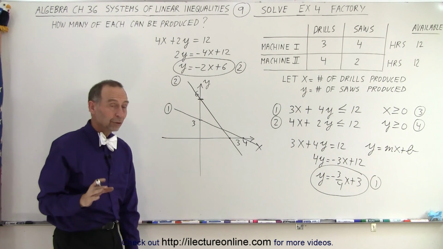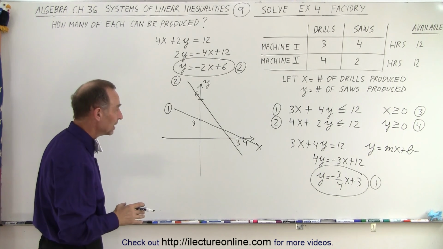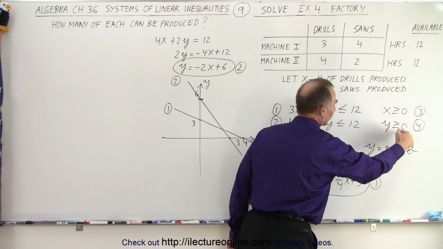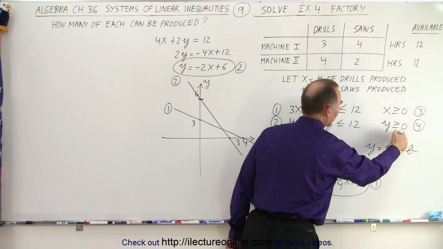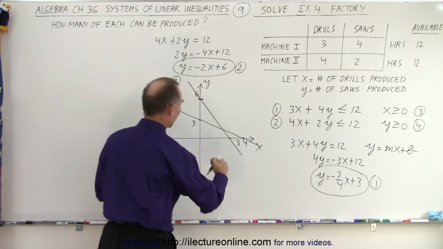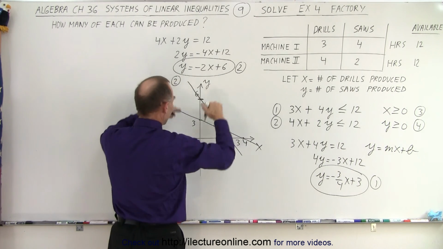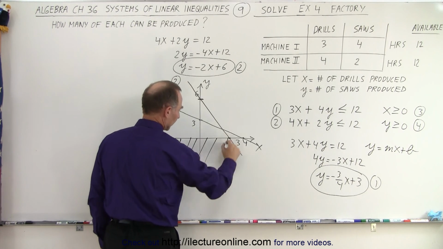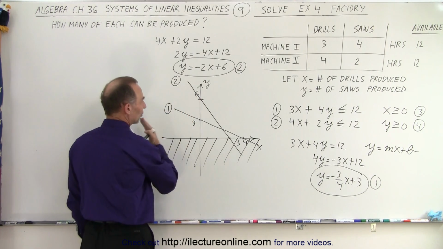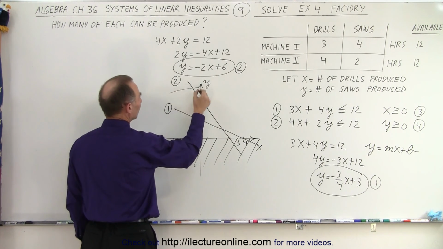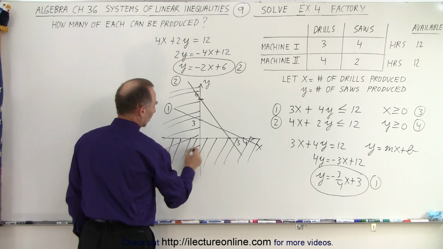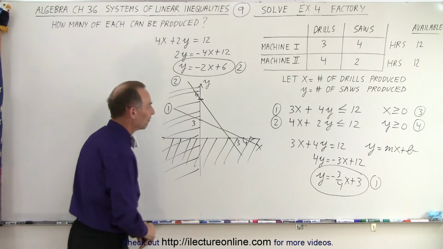Now we want to find all the regions that satisfy the inequalities. First of all, we have x bigger than 0, y bigger than 0. Y bigger than 0 means everything above there is valid, below there is not, so we can get rid of what's not valid, like that. And everything to the left of the y-axis means x would be negative there, so this is also invalid. We cannot produce in negative quantities.